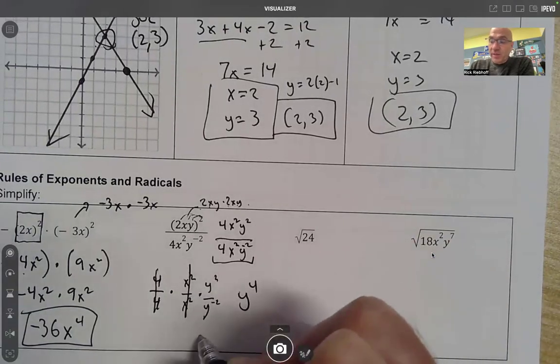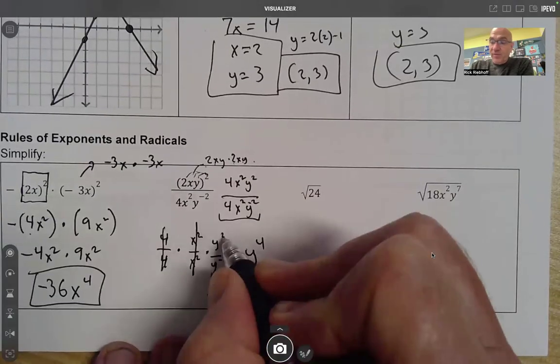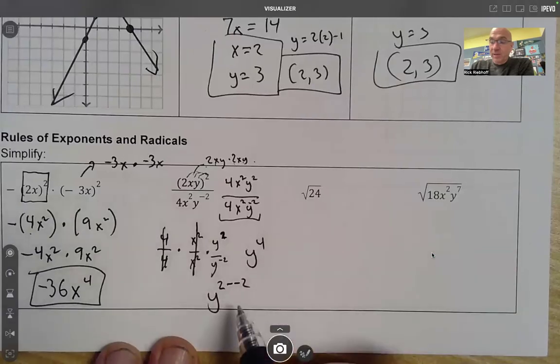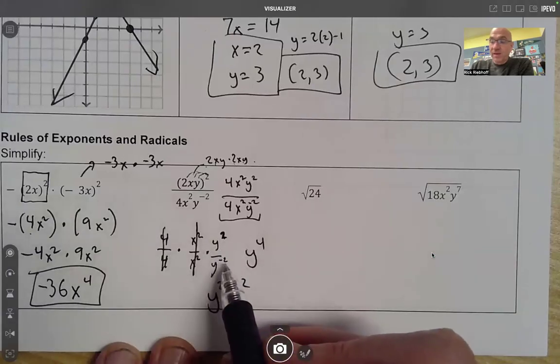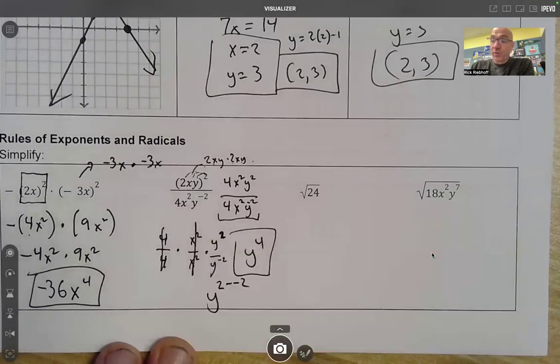The other way to do it is, anytime we divide, we keep the base, and we take the top exponent minus the bottom exponent. So 2 minus -2. 2 minus -2 is really 2 plus 2, which is 4th power.